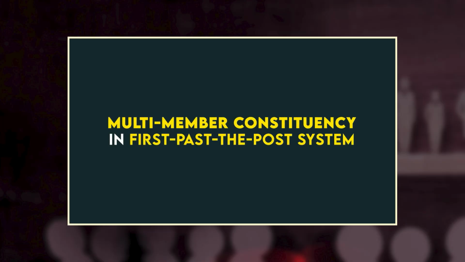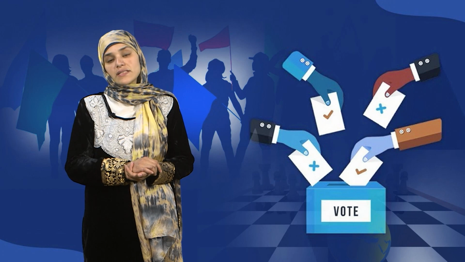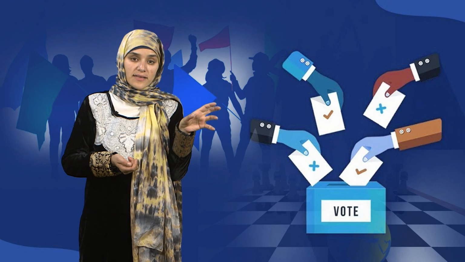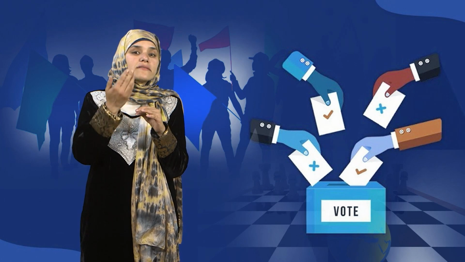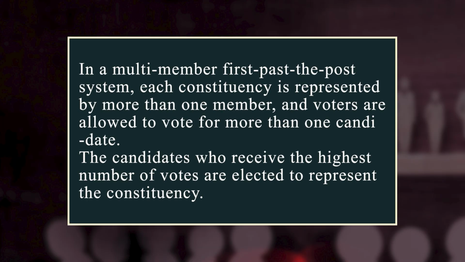Now, let's discuss multi-member constituency in the first-past-the-post system. Multi-member in the first-past-the-post system is an electoral system where voters cast their votes for multiple candidates and the candidates who receive the most votes are elected. In a multi-member first-past-the-post system, each constituency is represented by more than one member and voters are allowed to vote for more than one candidate. The candidates who receive the highest number of votes are elected to represent the constituency.